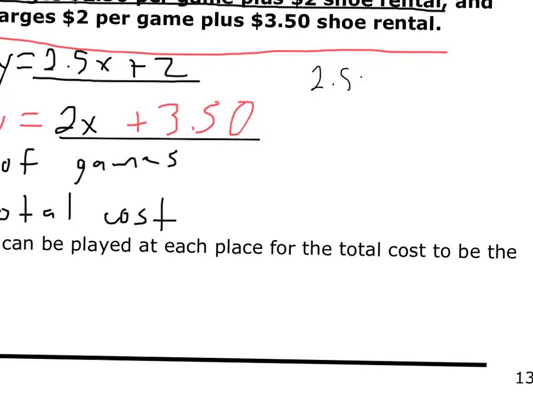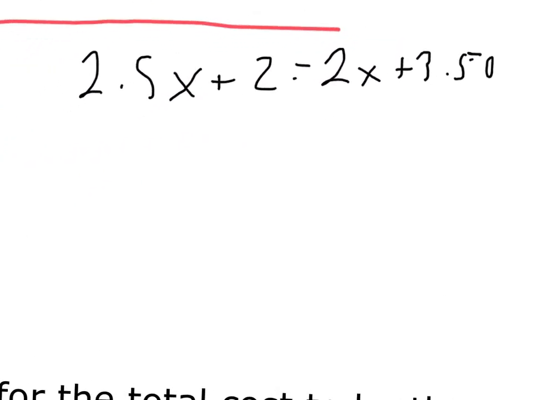We have 2.5x plus 2, and that all equals 2x plus 3.50. Okay, so let's go ahead and solve it. Might have to write kind of small. All right, so we have variables on both sides of the equation, and that means that we should move the small one. So let's go ahead and subtract 2x on both sides. These x's cancel out, and we have 0.5x plus 2, and that all equals $3.50.